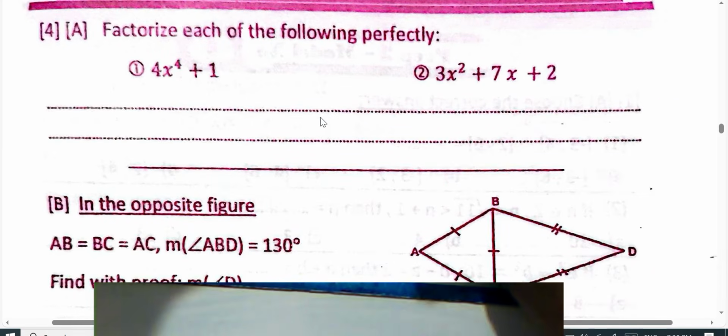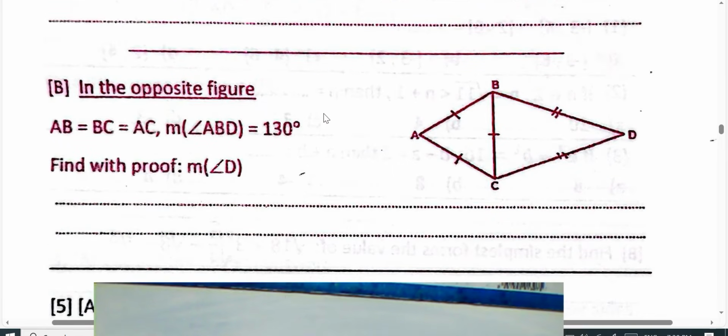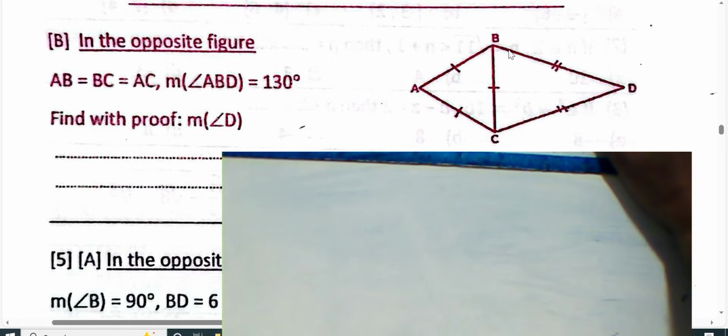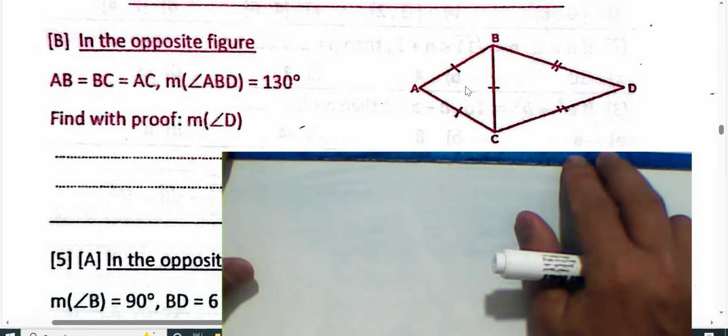Next question, we have triangle ABC, an equilateral triangle, and we have this triangle here. The measure of angle ABD is given as 130 degrees. We want to find the measure of angle D. Okay, listen to me first. First step, we can find the measure of the angle here, look here, DBC. We can write 130 subtract 60 because we have an equilateral triangle.